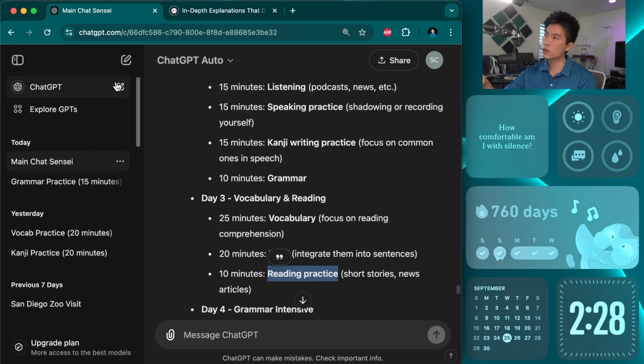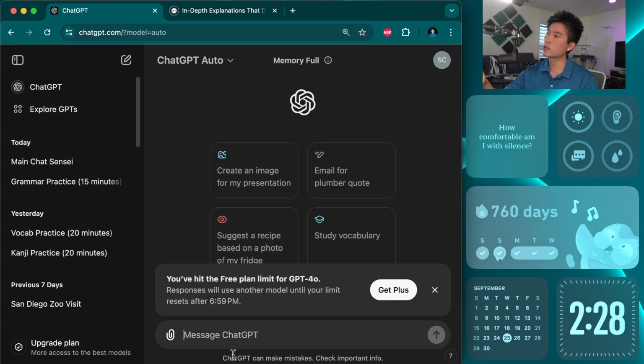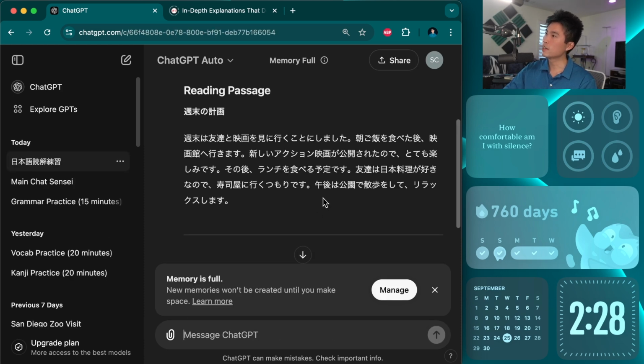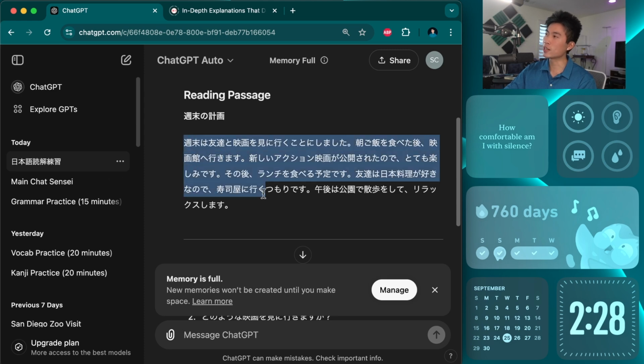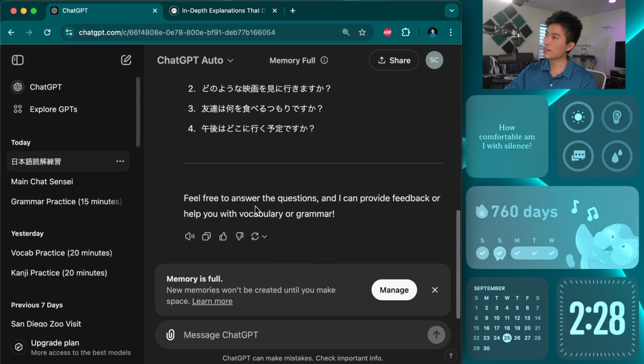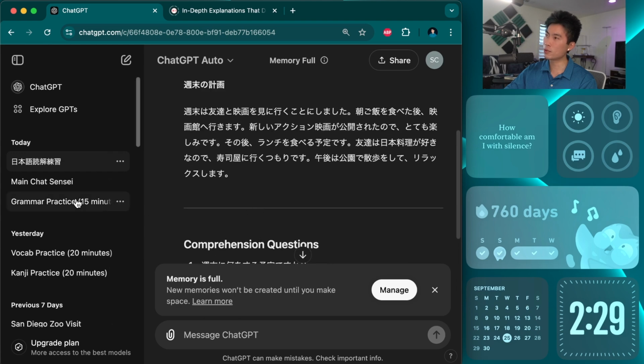So I will actually make a new chat real quick. I would like to practice Japanese reading practice. That was redundant. Reading. I am around the JLPT N4 to N3 level. Can you help me with that? Ooh, that's a passage right there. That is for sure a reading passage. I don't think I'll do this right now at this very moment, but I will save this for later.